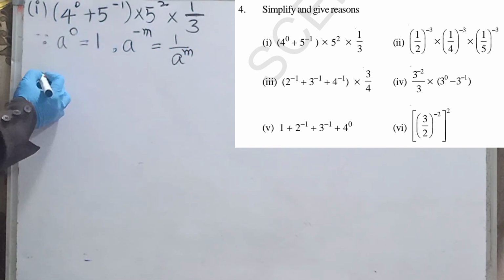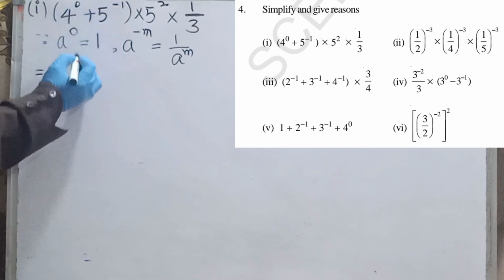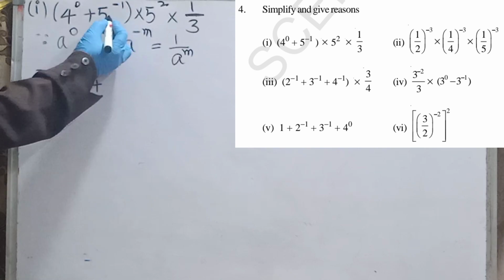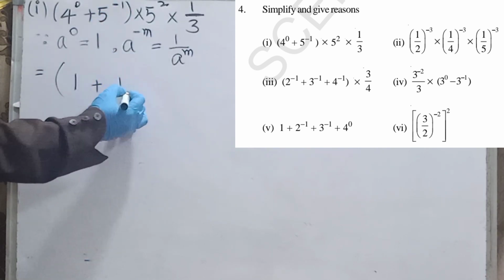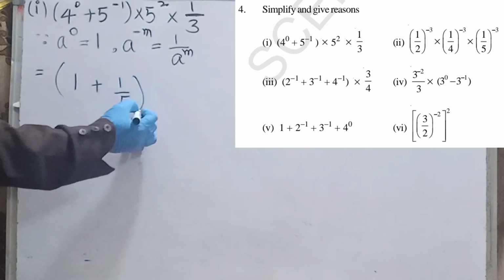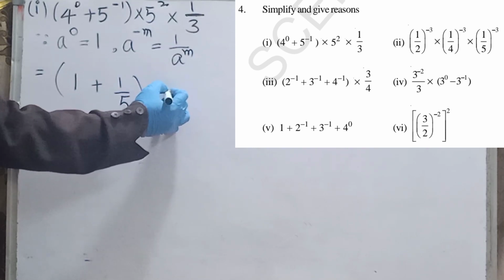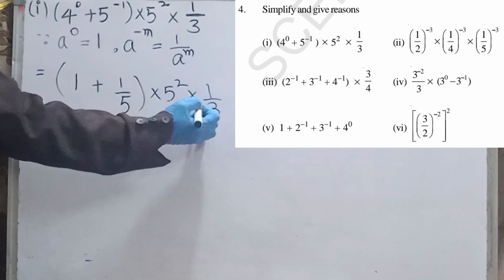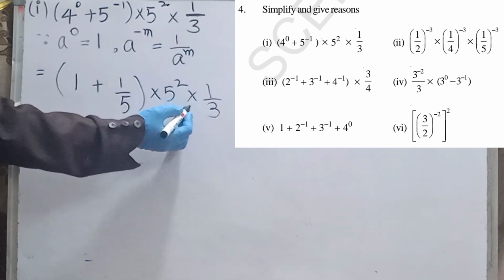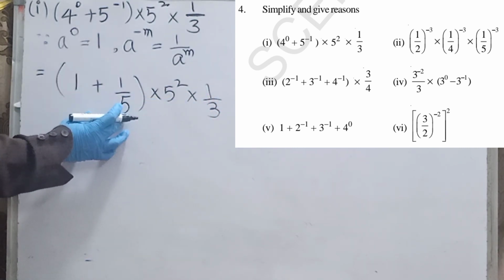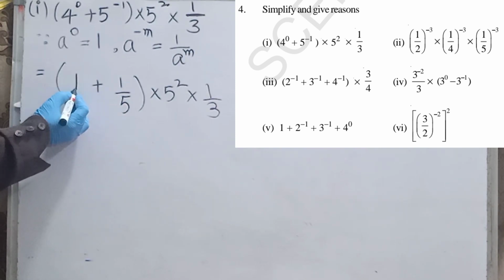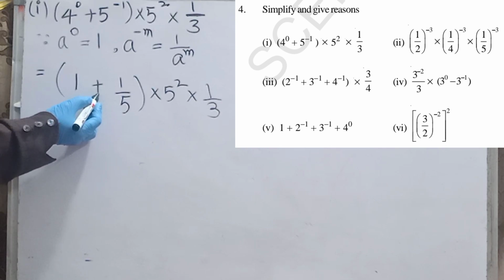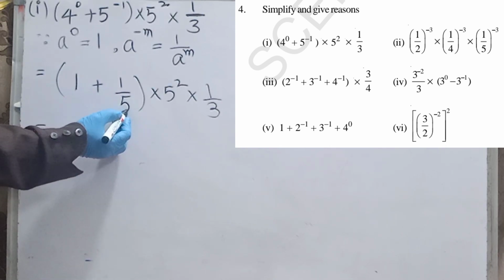So this bracket can be written as 4 power 0 is nothing but 1. Using this law, 5 power minus 1 can be written as 1 by 5. So the remaining things will be as it is, 5 power 2 into 1 by 3. I am not changing this. First of all, we will open this bracket. Now you have a number and a fraction, and in between you have an addition sign. That is, we have to add these two things.